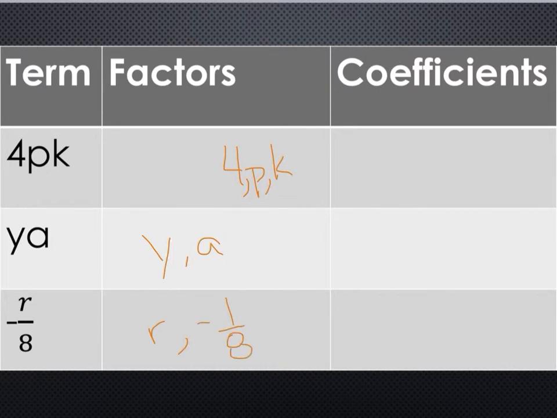1/8. Now let's look at our coefficients. Remember, our coefficients are the large numbers. So here our coefficient is just 4. Now if you don't see a coefficient, like in this term here, YA, our coefficient is 1. There's an invisible 1 in front of it. Here our coefficient is negative 1/8. So that's how we find factors and coefficients.